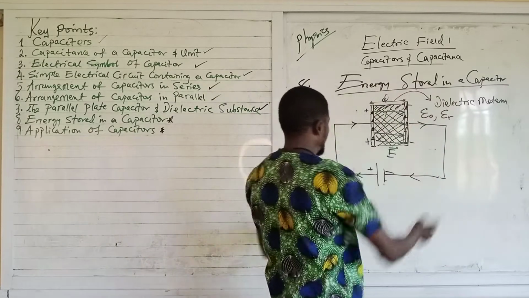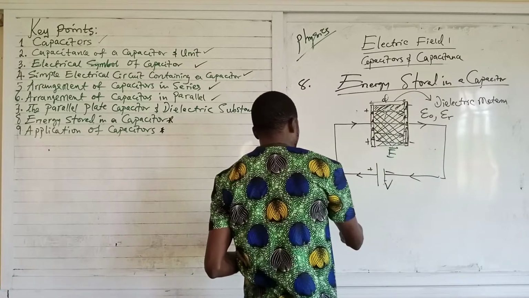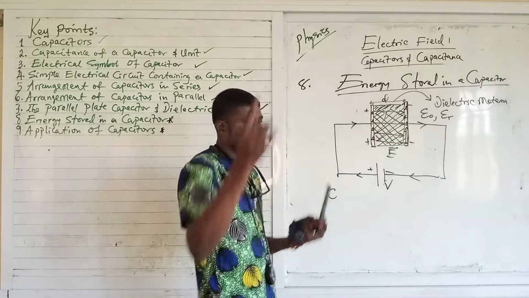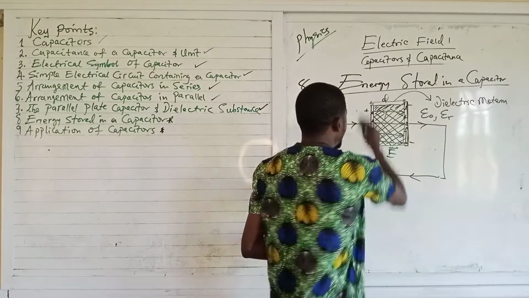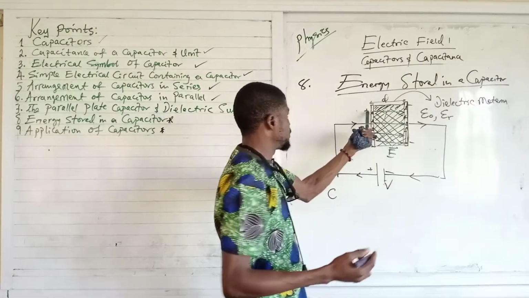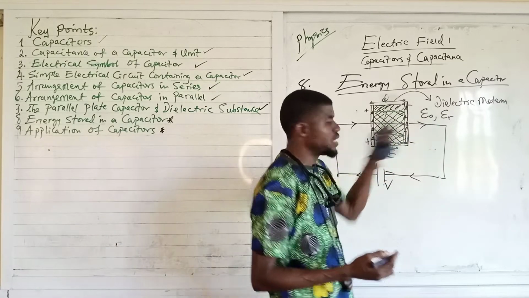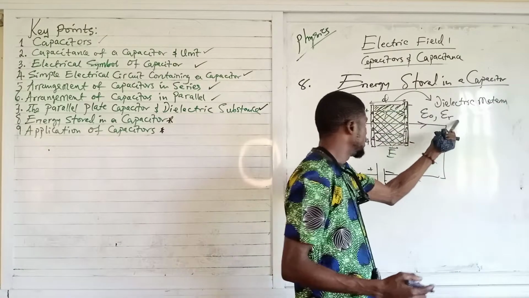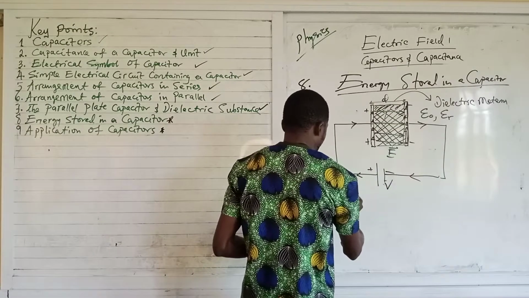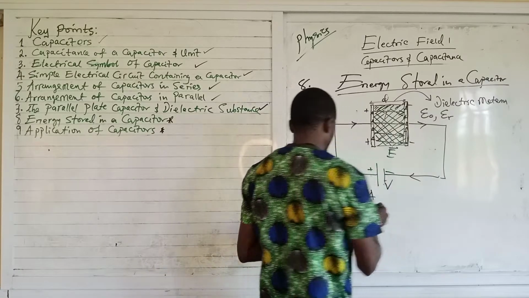So combining all of this, we can now say that the capacitance of a parallel plate capacitor has a direct relationship with the area of the plates and an inverse relationship with the distance. It also has a direct relationship with the permittivity of free space and the permittivity of the material. So we can say mathematically that C varies directly with A and inversely with D.